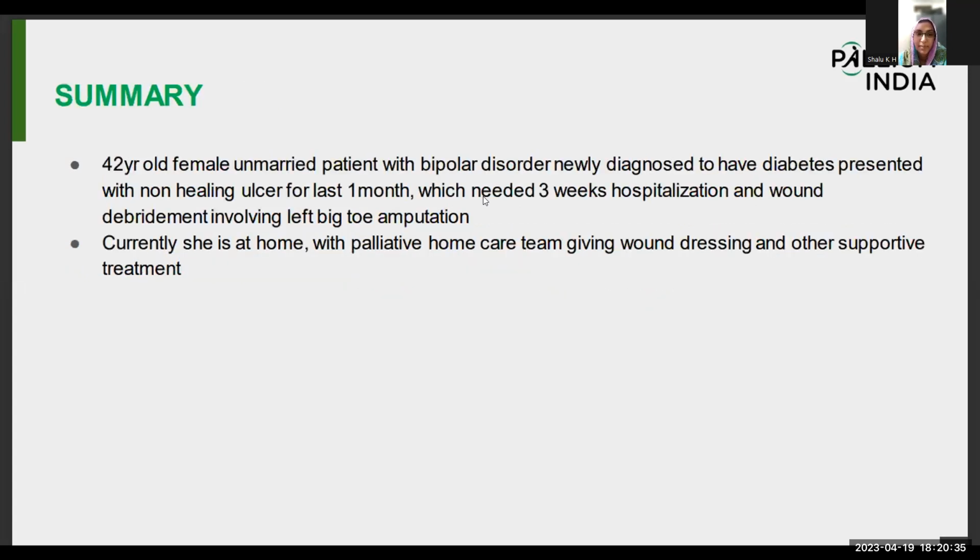Next. Summary: she's a 42-year-old unmarried female patient with bipolar disorder, newly diagnosed with diabetes, who presented with a non-healing ulcer for the last 1 month, which needed 3 weeks of hospitalization and wound debridement involving left big toe amputation. Currently, she is at home with a palliative home care team giving wound dressing and other supporting treatment.